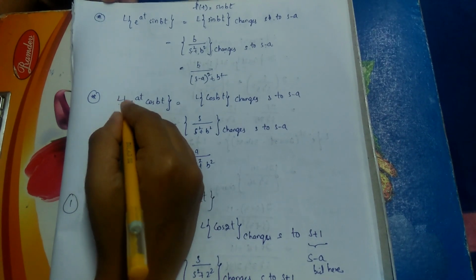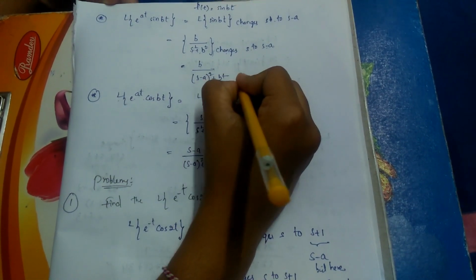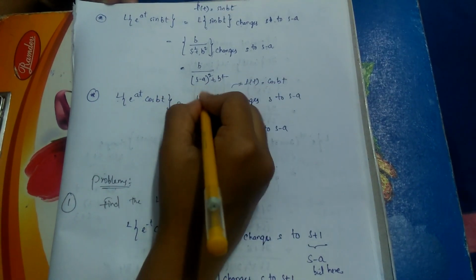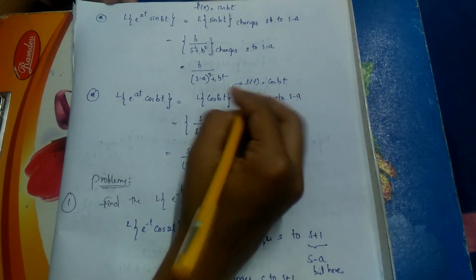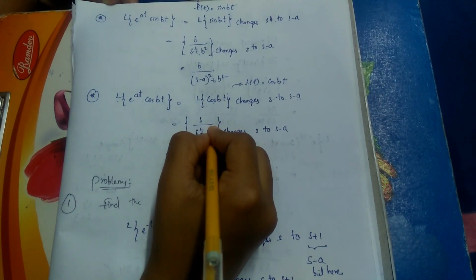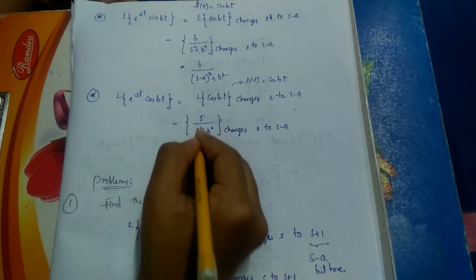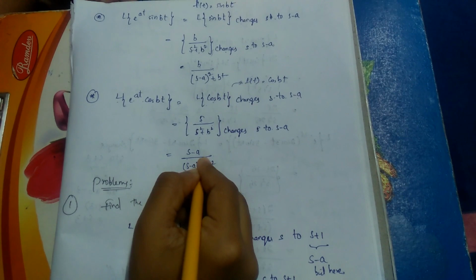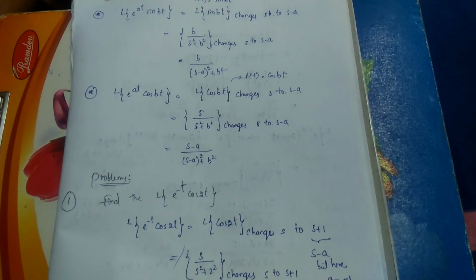And similarly, the Laplace transform of e^(at) into cos bt. Here f(t) is equal to cos bt. That equals the Laplace transform of cos bt with s changed to s minus a. The Laplace transform of cos bt is nothing but s by (s squared plus b squared), and this changes from s to s minus a. So in the place of s, substitute s minus a. So we get (s minus a) by ((s minus a) whole squared plus b squared). Let's see a few of the problems on this.